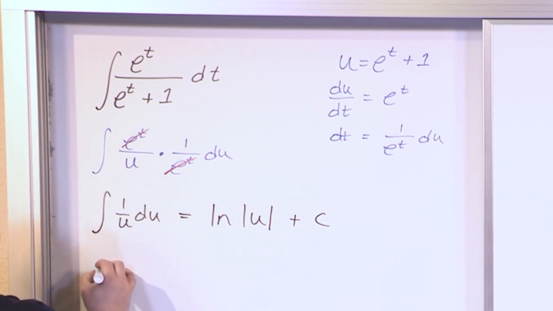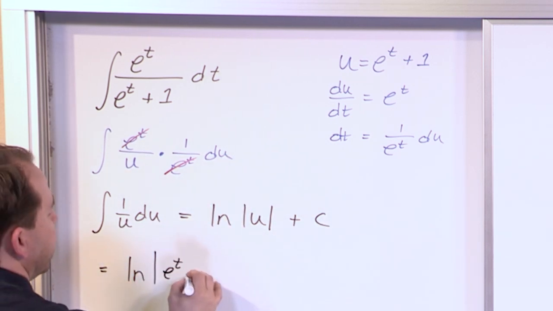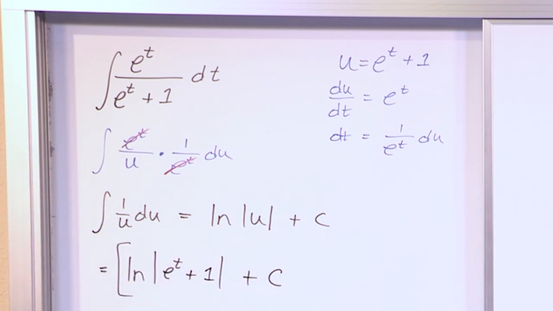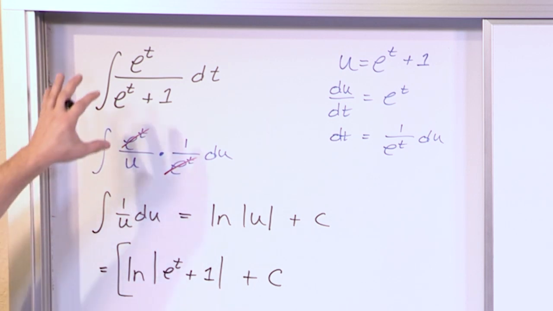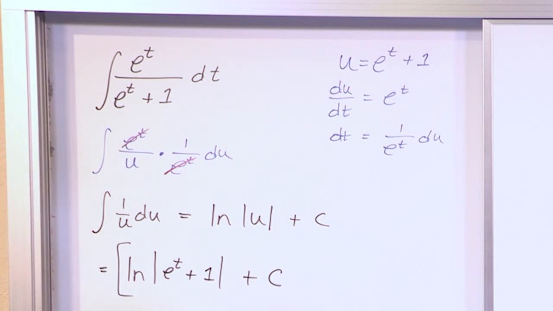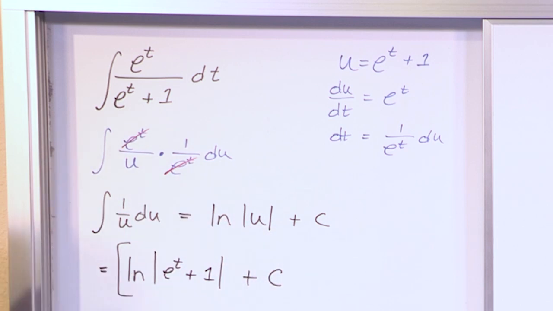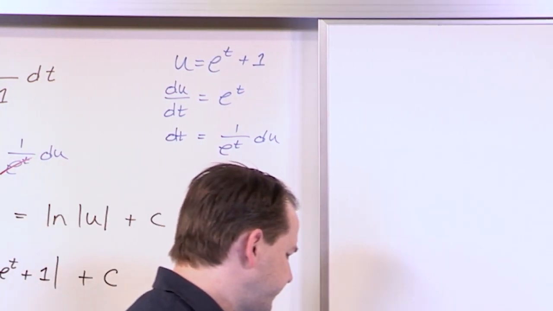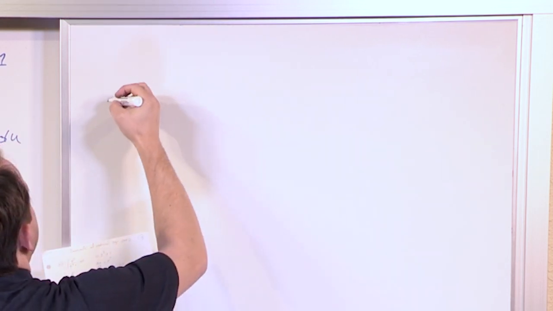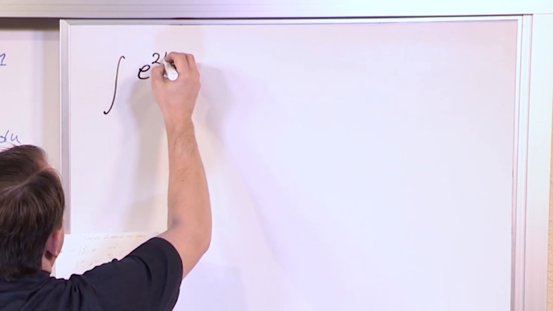But u is defined to be e to the t plus 1, so we get the natural log of e to the t plus 1, plus a constant. Looking at this, you would not necessarily guess that the answer is going to be a natural log, but when you start doing substitutions, you realize what you'll have left over is going to yield a natural log in your answer. So good questions, good problems. It just boils down to finding the right substitution. If you choose the wrong substitution, you're not going to get the cancellations you need.